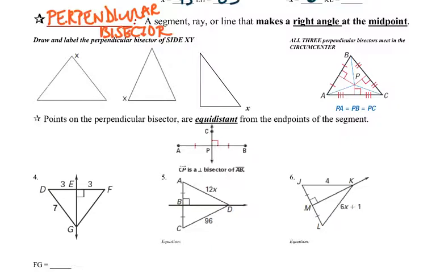So here it says draw and label the perpendicular bisector of side XY. I think I forgot my X and Y here, so I'm going to add the X and Y, side XY. To do a perpendicular bisector of a side, you find the middle, and then you make a 90-degree angle. It may or may not go through the corner. It's a little bit of a sloppier picture. Find the middle, and then kind of go straight up and down. So that's a perpendicular bisector.